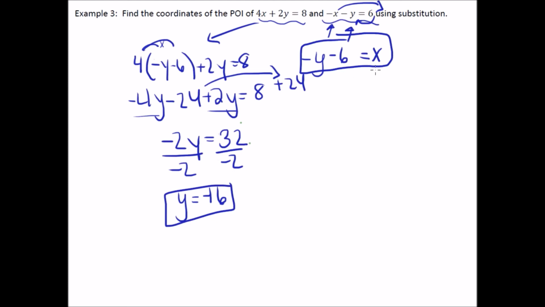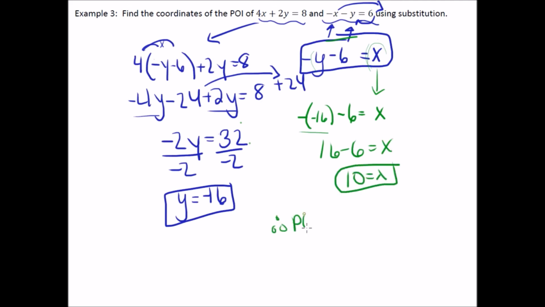This is kind of like a cheat if you trust your algebra and you want to actually use the equation that we already isolated x for. So instead of subbing in y equals negative 16 into one of the originals, sub it into the one that already has x by itself. So we have negative y, which is negative 16, minus 6. So that would equal positive 16 minus 6, and I get 10 equals x. So therefore, the point of intersection is 10 comma negative 16.